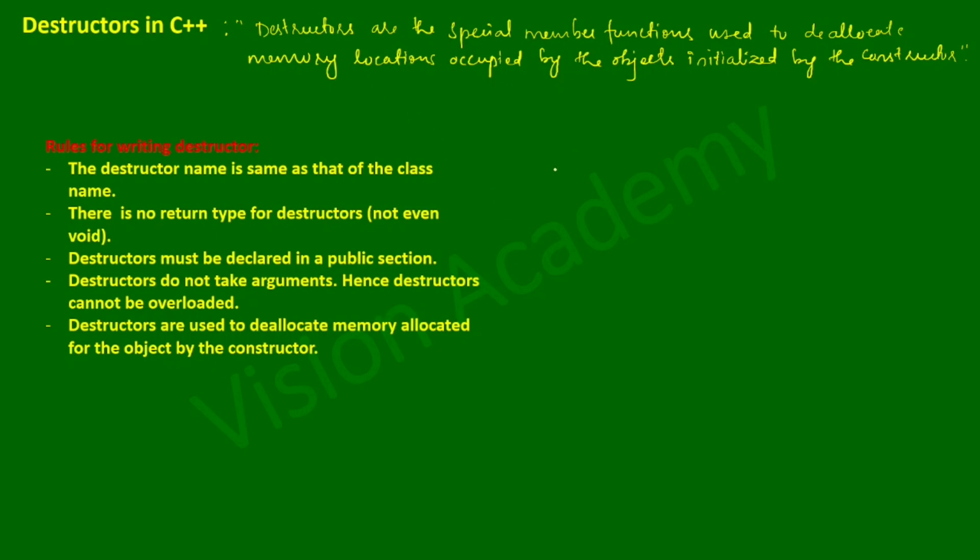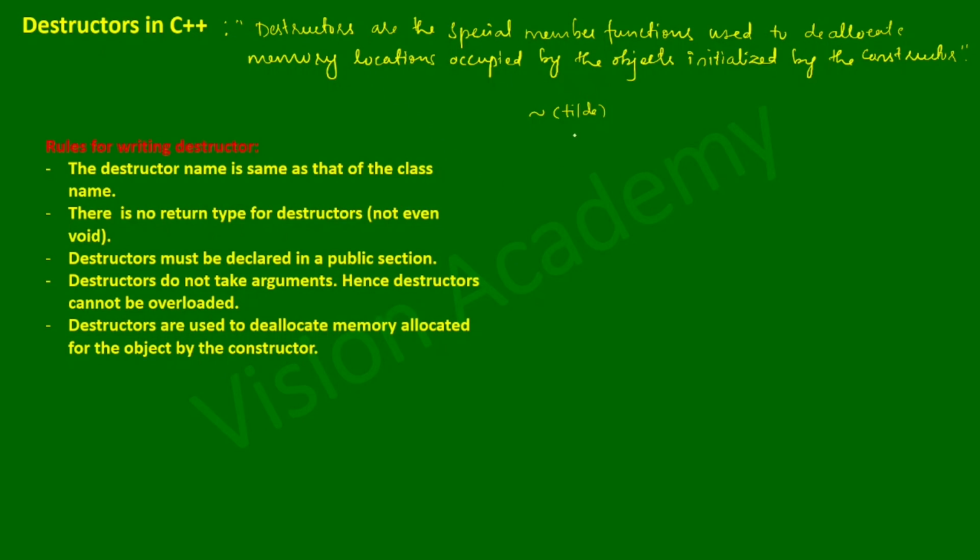Now you can see that whenever you want to write a destructor, the name is same as that of the class name, and it should be preceded by a symbol called tilde. So here I'm going to write tilde. So this symbol, whenever you find, you have to identify that it is a destructor.